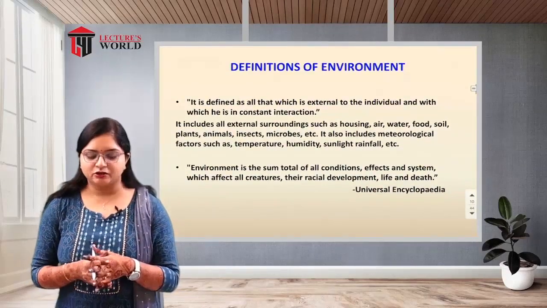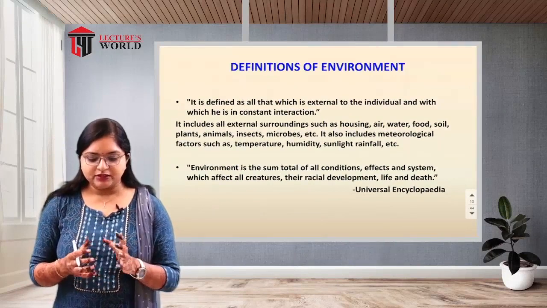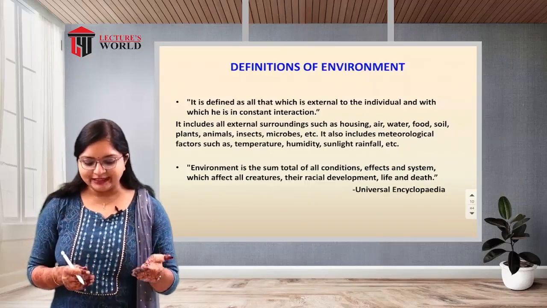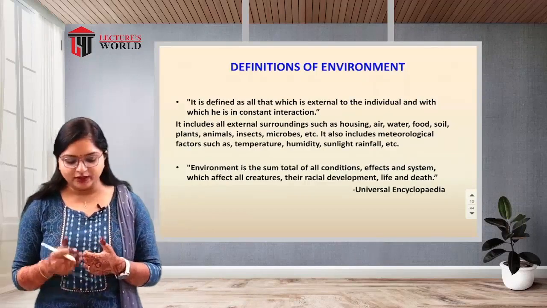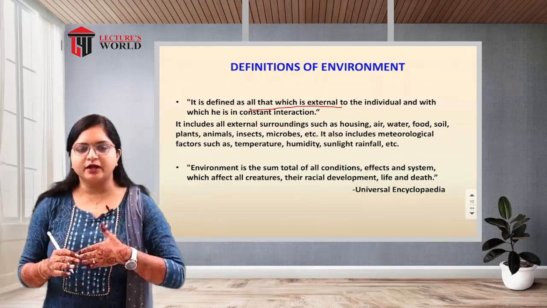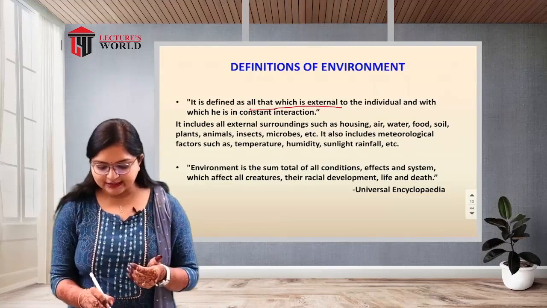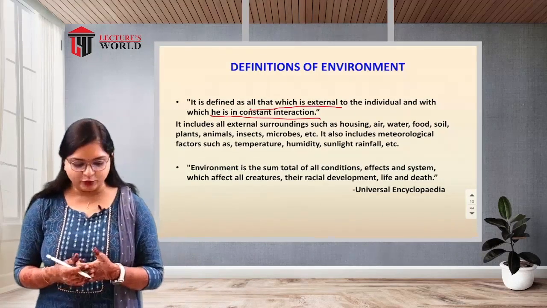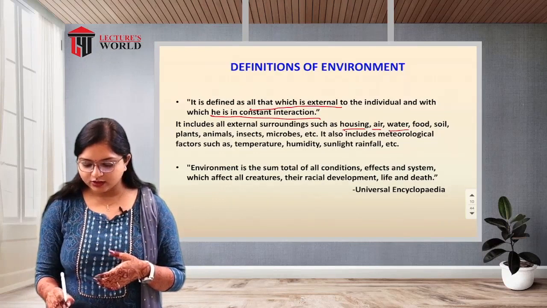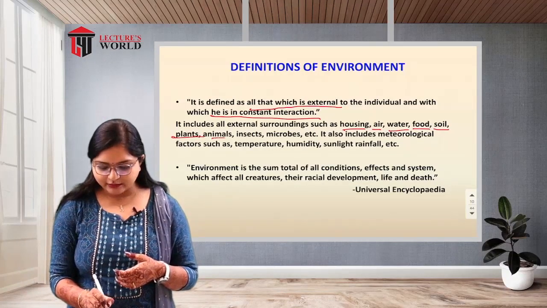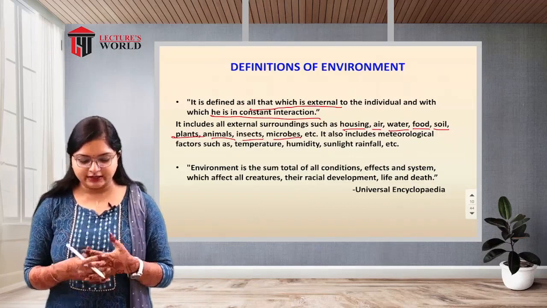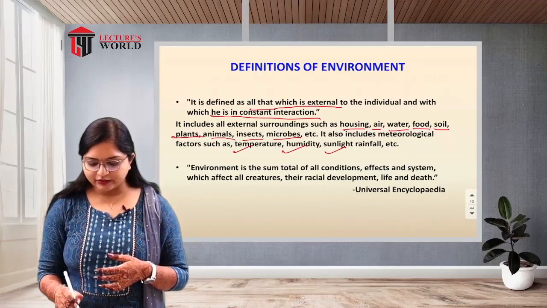Now we'll see firstly the definition of environment. The first definition says that all that which is external to the individual and with which he is in constant interaction, that is known as environment. It is defined as all that which is external to the individual, apart from the individual, and with which he is in constant interaction. And this includes all the external surroundings like housing, air, water, food, soil, plants, animals, insects, microbes, etc. And it also includes meteorological factors, for example, temperature, humidity, sunlight, rainfall, etc.